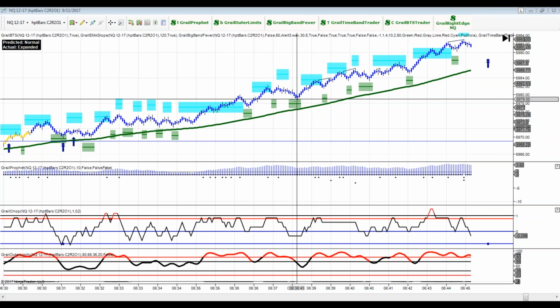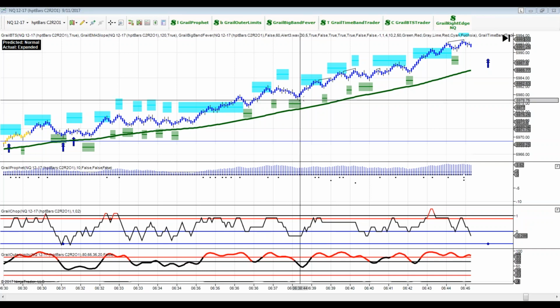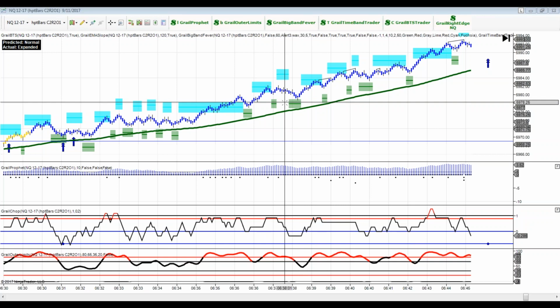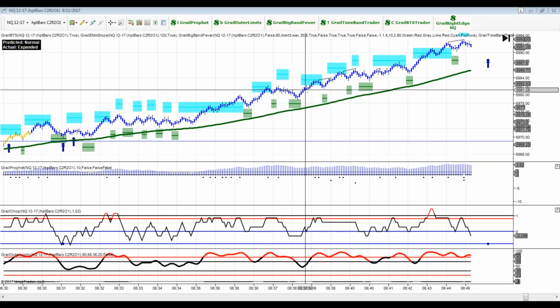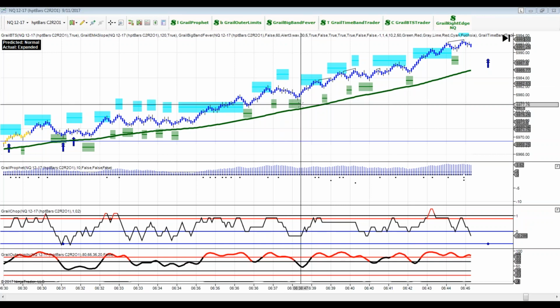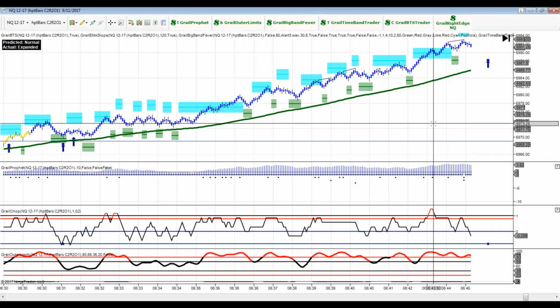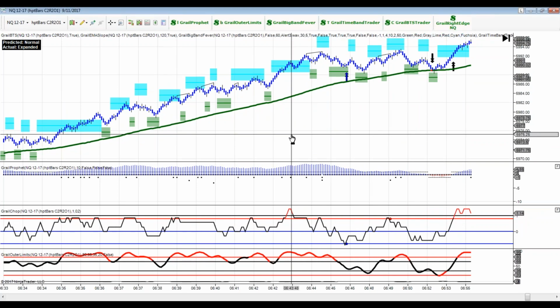we touch the box, the top of the box in the case of a long, or maybe penetrate a little bit, get a reversal bar, and then you can take a trade. Now that's a manual trade, but again, you can see that's a very good trade. Let me see if I can find some other examples of that.